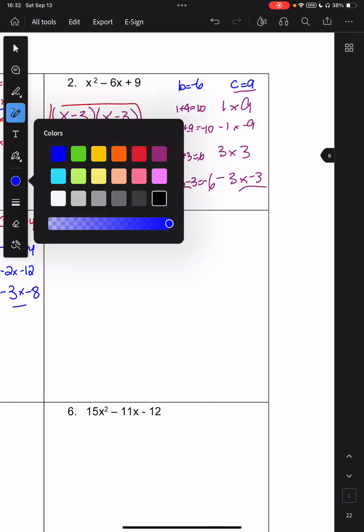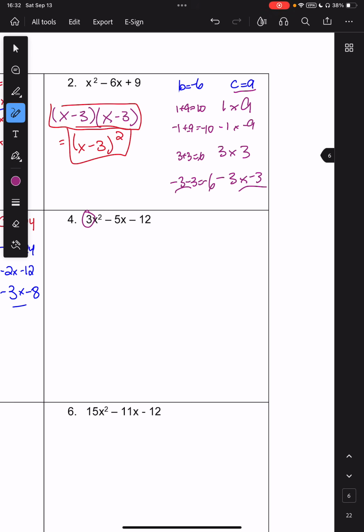4 is a little different because we have a number in front of our x squared, and we can't take it out, we can't simplify. So the rule for this is we have our a value, which is 3, and our c value, which is negative 12. So we can multiply out our a and our c value. So we multiply out our 3 and our negative 12. That becomes negative 36.